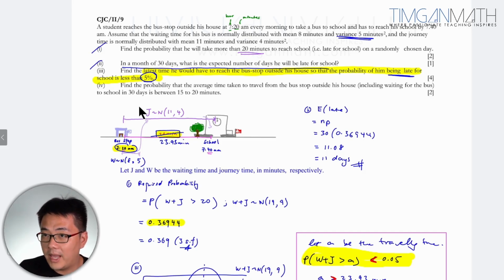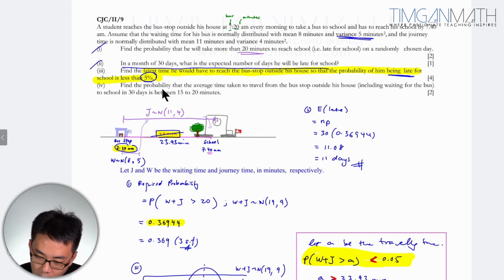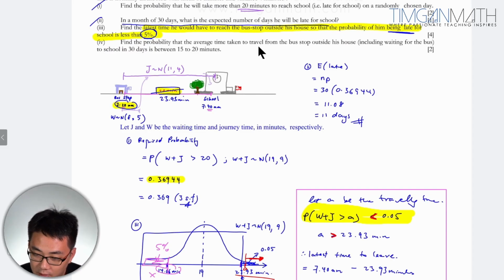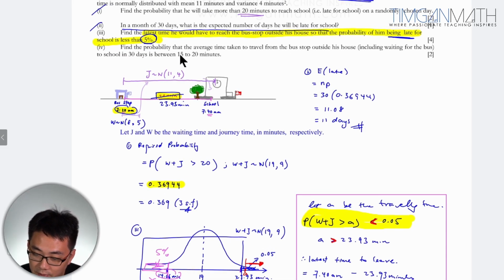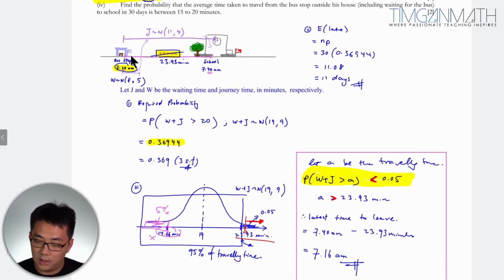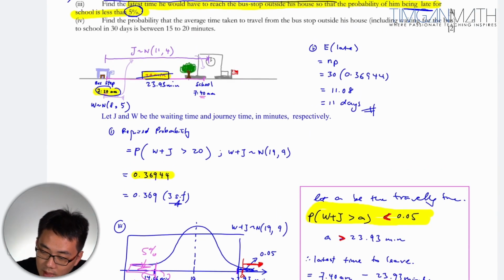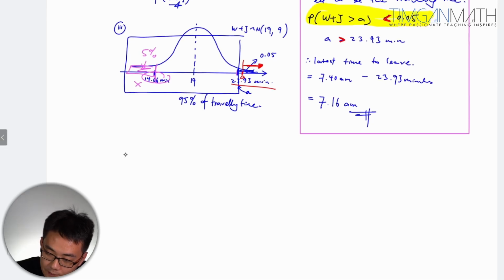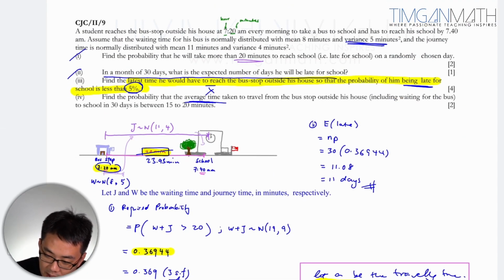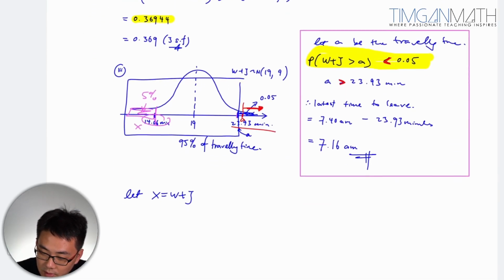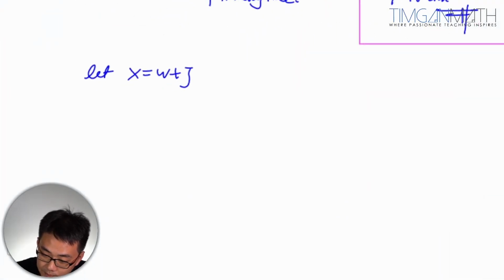Part 4, what we have is find the probability that the average time taken to travel from the bus stop outside his house, including waiting time for the bus, to school in 30 days is between 15 and 20 minutes. Okay, good. This one is okay. Average time taken means mean time, meaning if you let X equal W plus J, this is every X bar. 30 days is between 15 to 20 minutes. So this last part is okay.